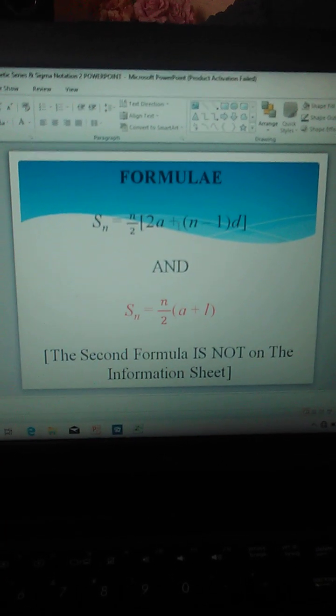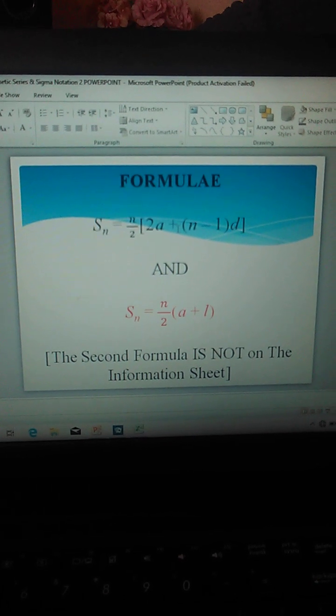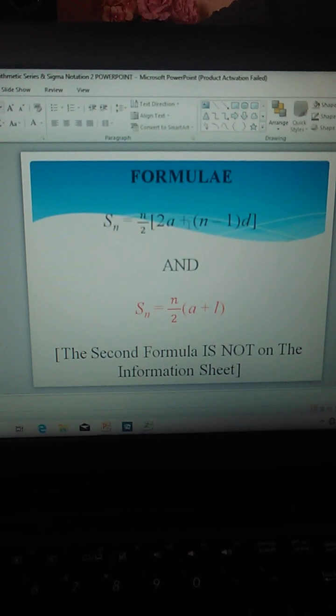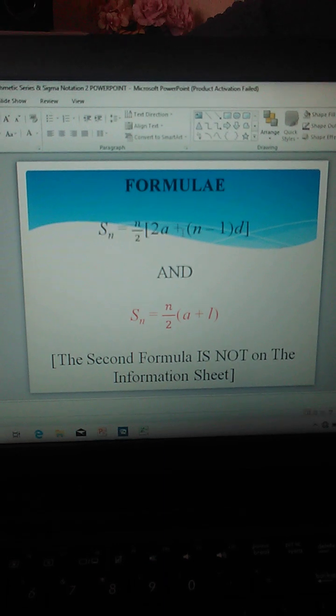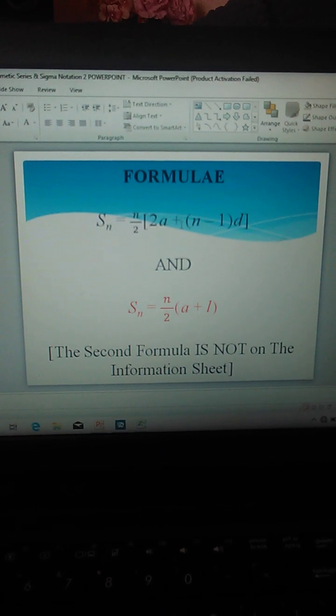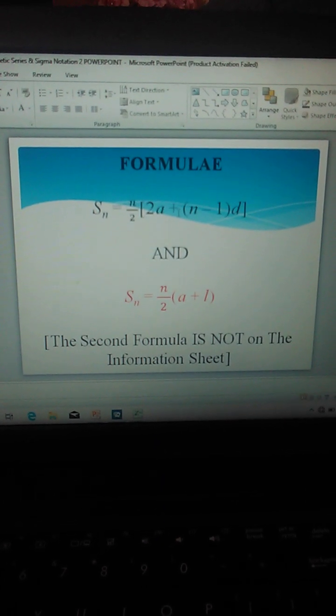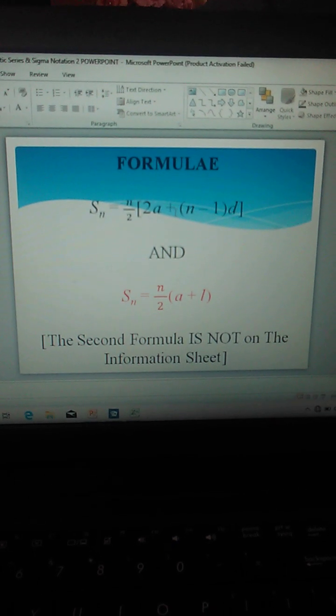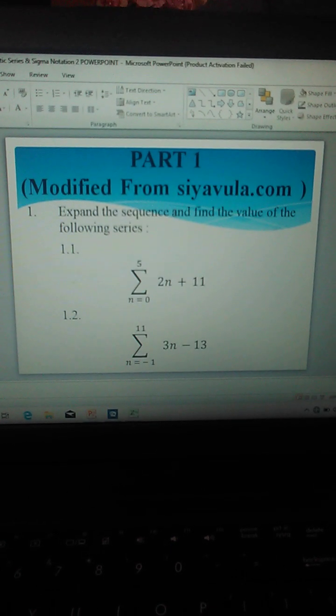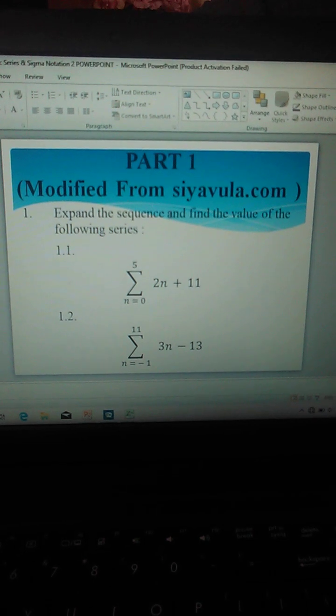So these are the formulas that we're going to be using. The first one is on the information sheet. The second one is not on the information sheet. N represents the number of terms. A is the first term and L is the last term on the second one. So that's what we're going to be doing right now. So please take it down.